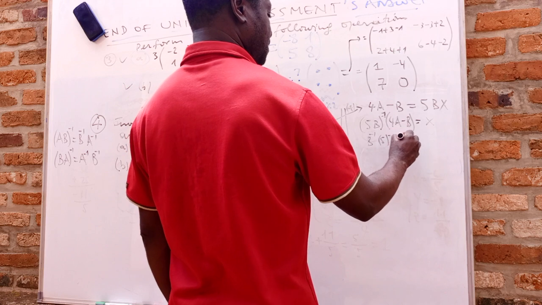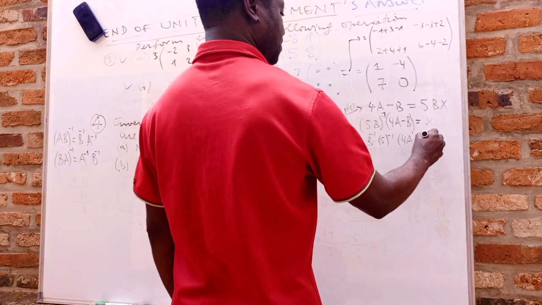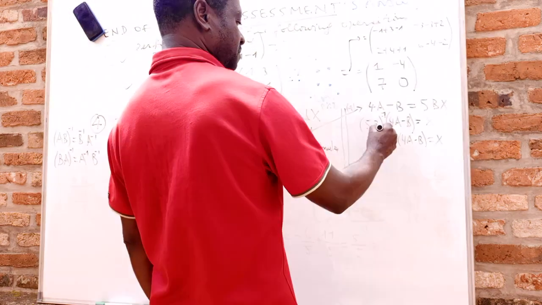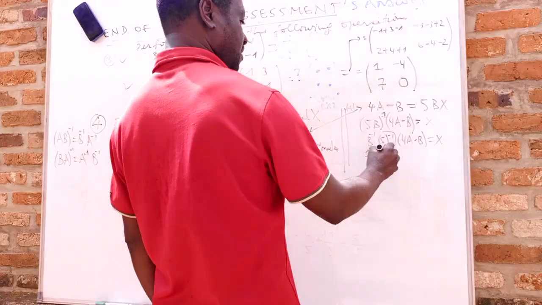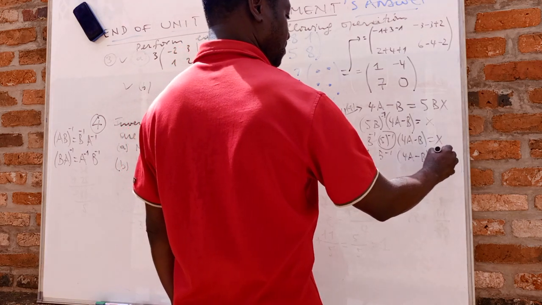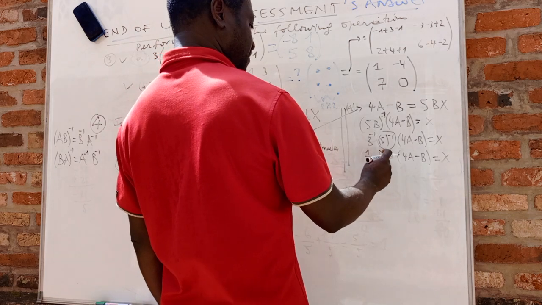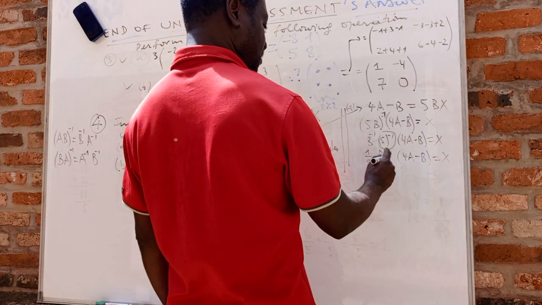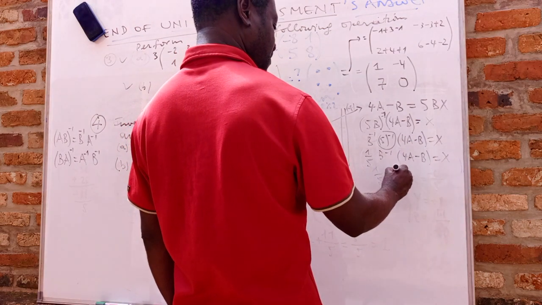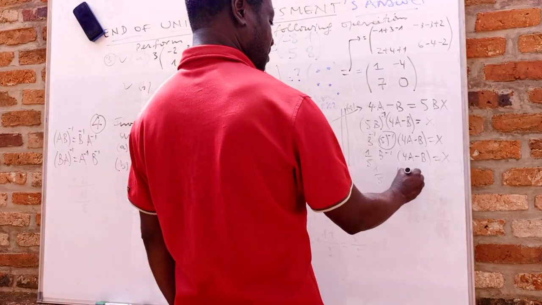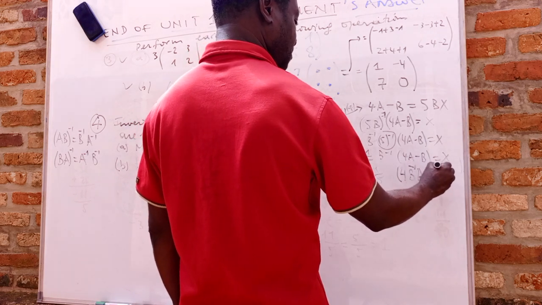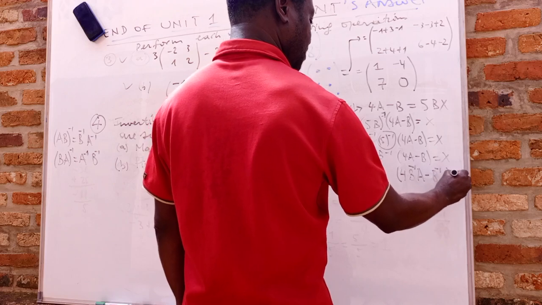So times 4 times A minus B equal to X. And then this is like negative 5 power negative 1, which is 1 over 5, times B inverse times (4A minus B) equal to X. So now here we can multiply the inverse inside, and we have 4 times B inverse A minus B inverse times B. So all of this is equal to X.